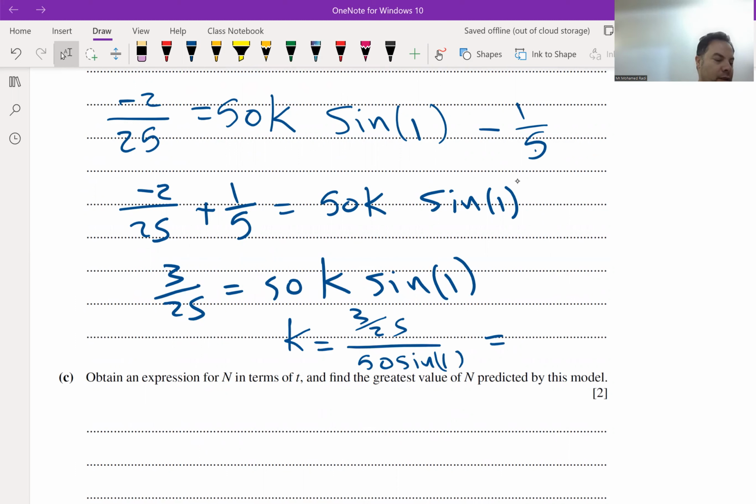Or we'll write it as a decimal: fraction 3 over 25 divided by 50 times sine 1. So the answer will be 0.002852. This is the final answer for the value of k.